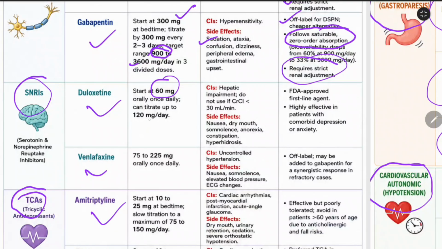Duloxetine: start at 60 mg, you can go up to 120 mg.